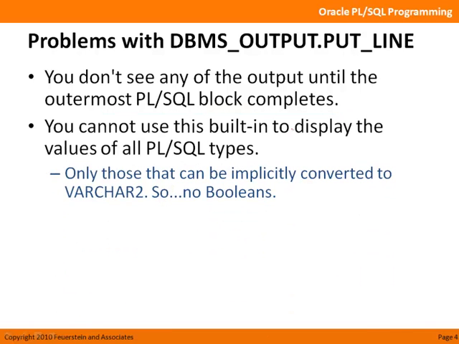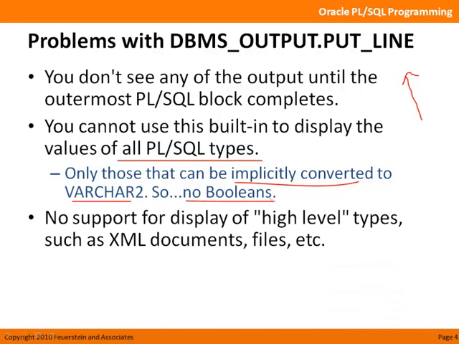You cannot use the built-in to display the values of all PL/SQL types, which is really quite frustrating. Generally speaking, you can only call DBMS_OUTPUT.PUT_LINE and pass a value to it if that value can be implicitly converted to a VARCHAR2. So strings, dates, numbers, but no booleans. And you can't display any high-level types. For example, I'd like to display the value of an XML document, the contents of a file, a CLOB, etc. Not supported with DBMS_OUTPUT.PUT_LINE.